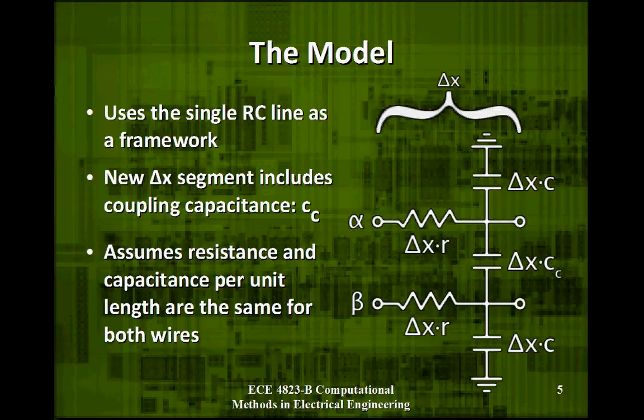Now there are a few assumptions we made here. Namely, the two wires are identical. For a more general model, R and C for each wire could be different. To get the equations from this model, we solve KCL and KVL for a segment of both wires. Then we take the limit as the segment length goes to 0, as with the distributed RC line. And this is what we get.